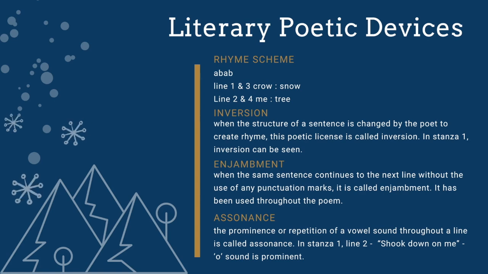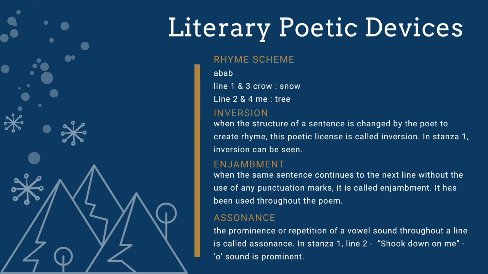Third device is enjambment. When the same sentence continues to the next line without the use of any punctuation marks, it is called enjambment. It has been used throughout the poem. And if you see over here, in all these lines, there's no comma, there's no full stop. It is a single sentence which has been put in 4 lines. The way a crow shook down on me the dust of snow from a hemlock tree.